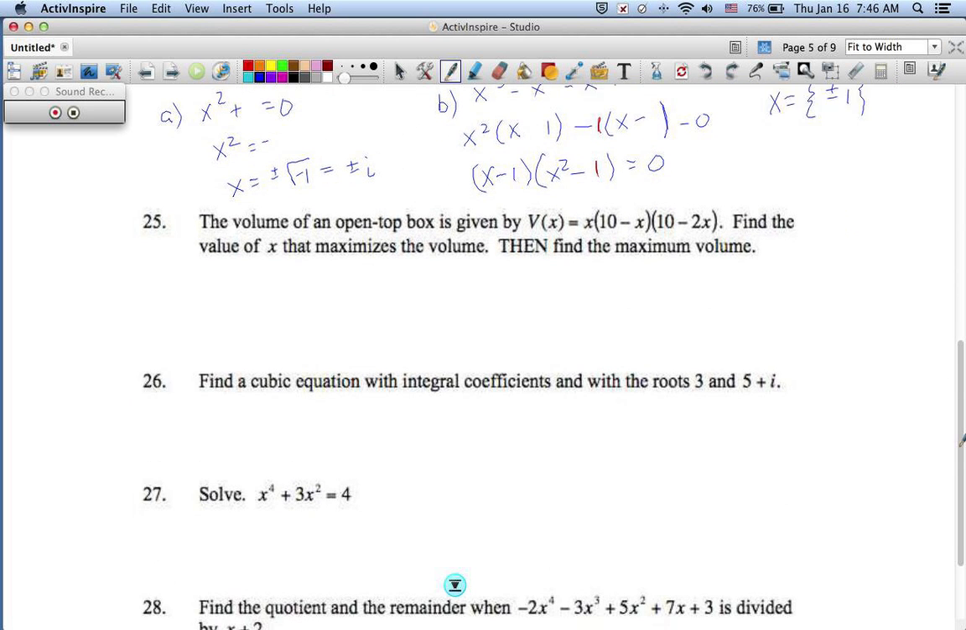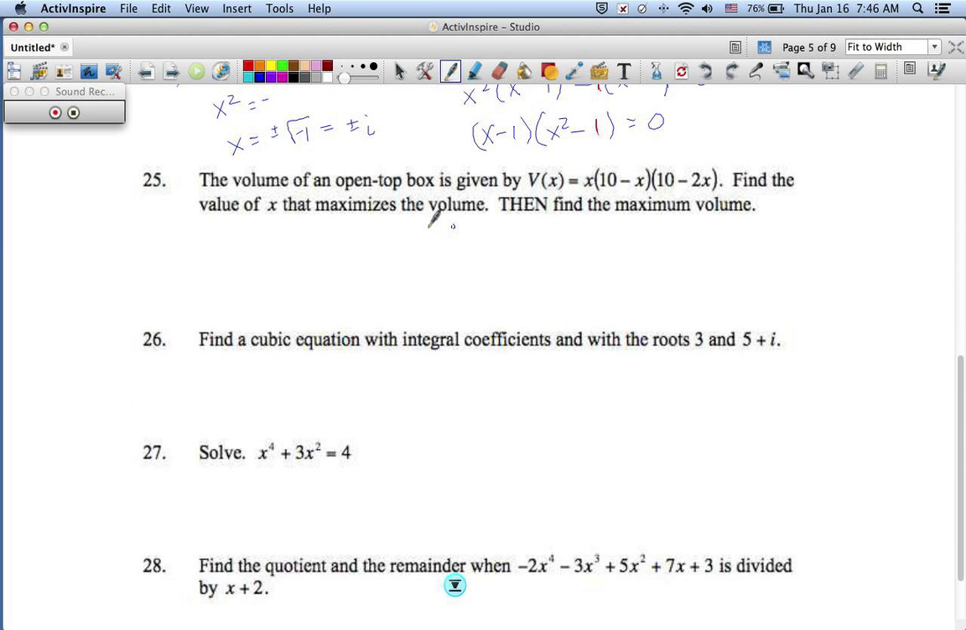Volume of an open top box, given that formula, find the value of x that maximizes volume. Then find the volume. So remember, this is volume. We're talking cubic here. So we're going to have to graph this one. But keep in mind the zeros of our function. X equals 0, x equals 10, and x equals 5. So as far as my graph is concerned, I got 0, 5, and 10 as roots.